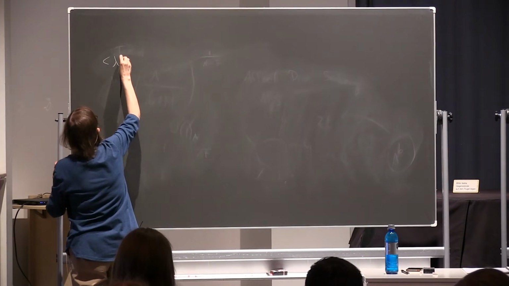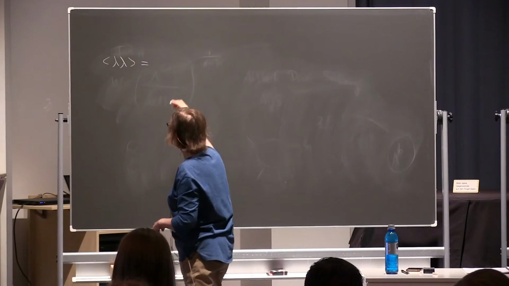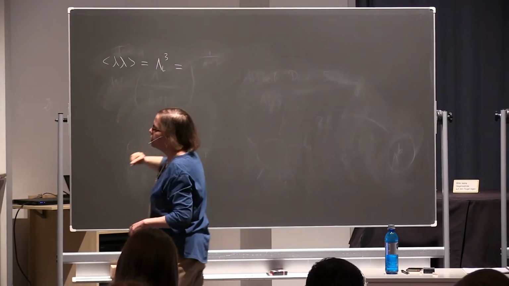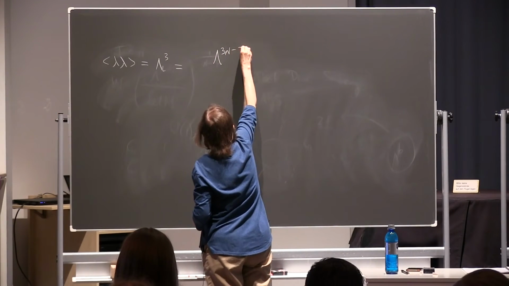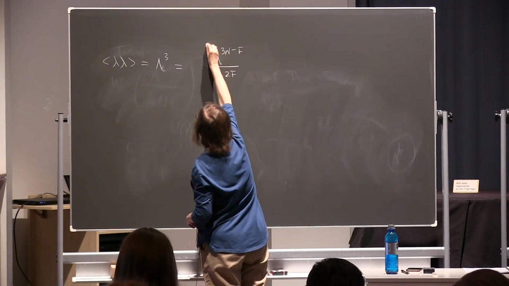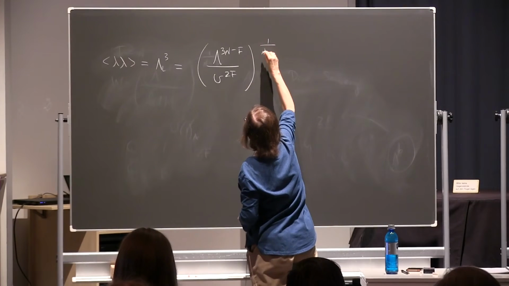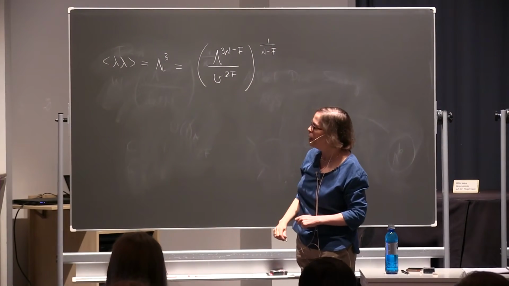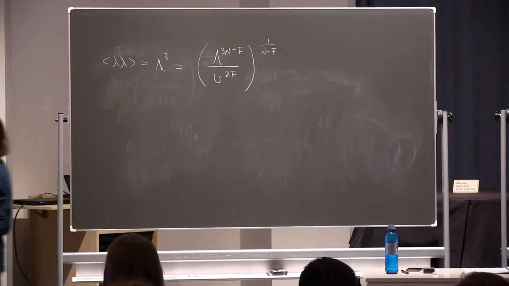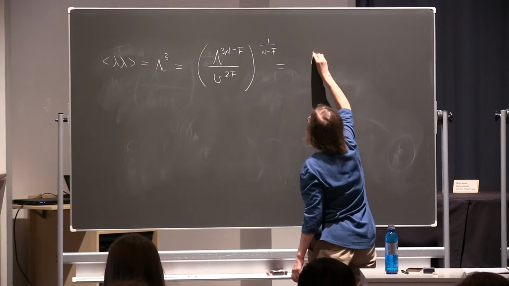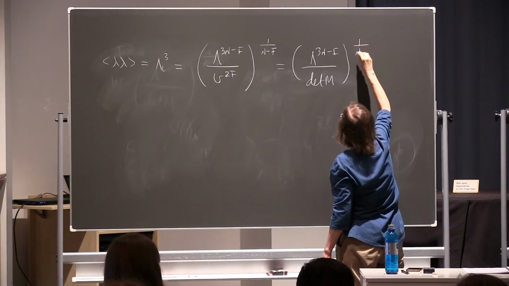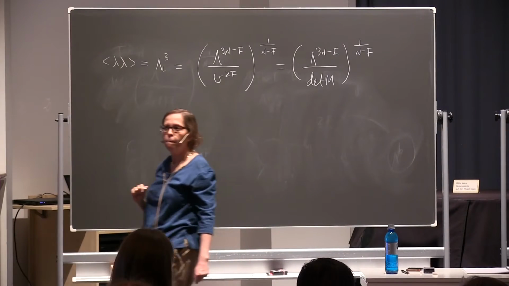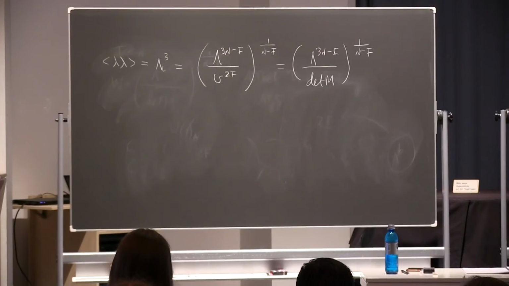So now let's stick in the numbers. This lambda condensate is given by lambda L to the 3, and I can just read lambda L off from here. It's lambda 3N minus F over V to the 2F to the power 1 over N minus F. And now remember, what is this V to the 2F? V to the 2F is exactly the determinant of m. So substituting this in, we have the determinant of m to the power 1 over N minus F. So we got exactly the superpotential that we had before.